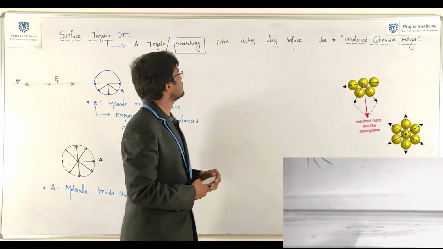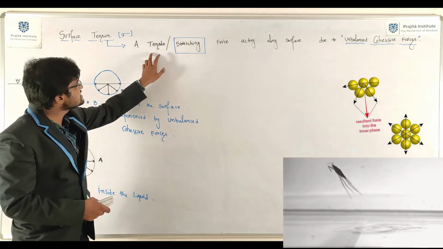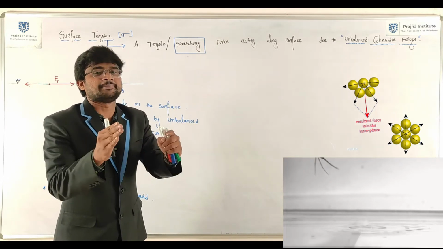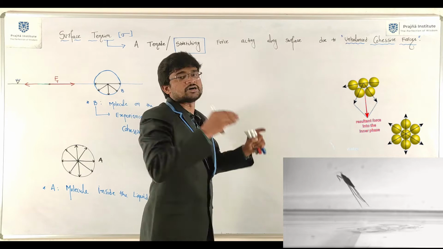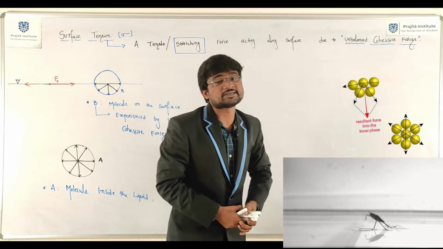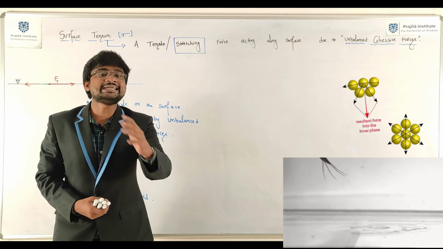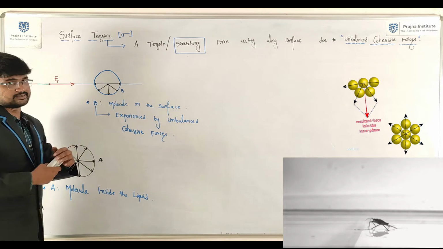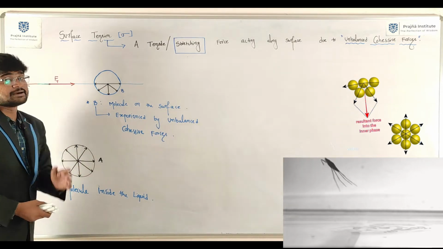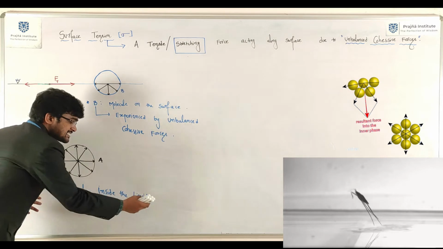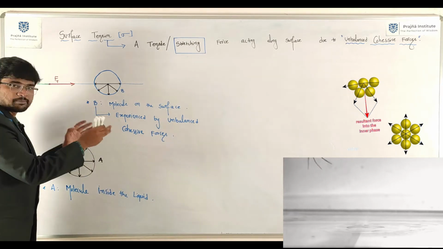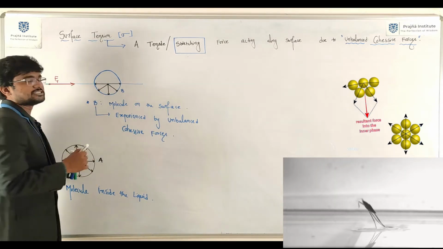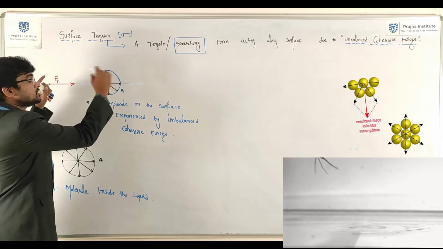Okay, now one more thing we need to discuss here is the tensile or stitching force. How the stitching action occurs along the surface due to unbalanced cohesive forces, we need to discuss in detail in this session. Okay, let's have a look at the two molecules. Here A is a molecule present inside the liquid. Here B is the molecule present along the surface.